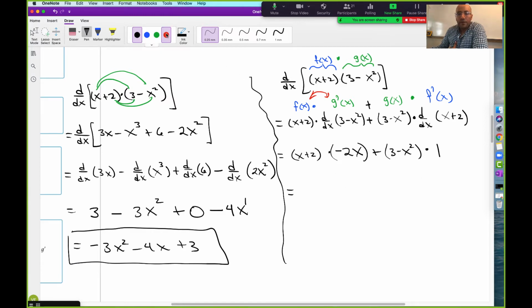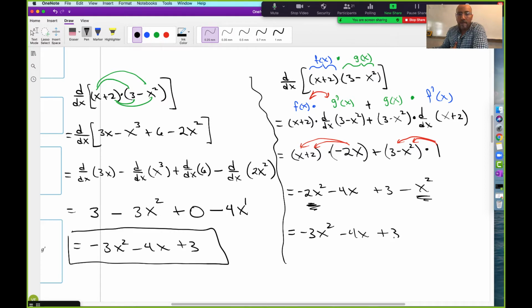Good. All right, so now I have to distribute. I'm going to distribute this term times this term, this times that, and I'll end up with -2x² - 4x + 3 - x². Also distributing this 1 times each of these gets rid of the parentheses. And now if I combine like terms, I end up with -3x². Combining this one and this one, you get -3x² - 4x + 3, and aha, we get the exact same answer as we did before. Any questions?